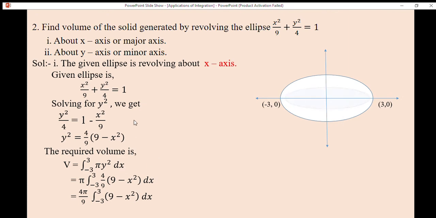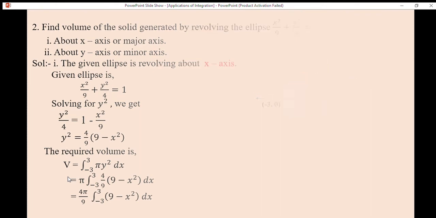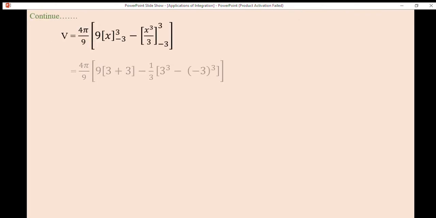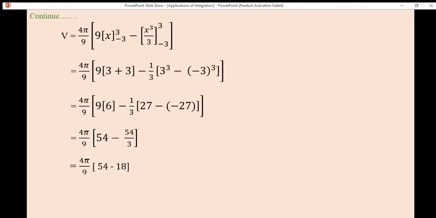Now let us simplify for x-axis. First of all, pi integration of 4 by 9, the value of y square is substituted here: 4 upon 9 into 9 minus x square. 4 upon 9 is a constant, so you take it out and integrate 9 minus x square. The simplification will be done this way: 4 pi by 9, integration of 9 with respect to x is 9x, minus integration of x square, which is x cube upon 3. Again you have to apply limits here: upper limit first minus lower limit. So 3 minus of minus 3, hence it becomes plus 3 here.